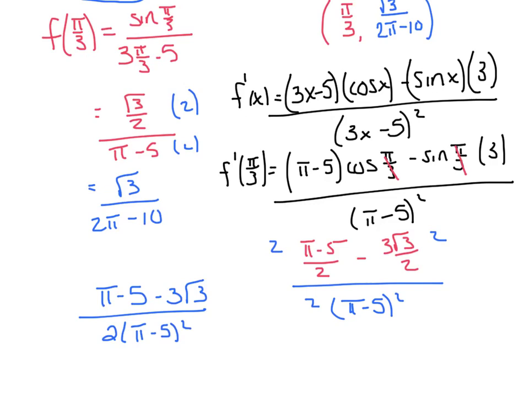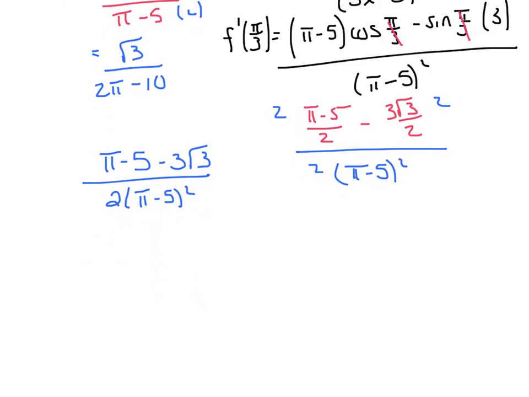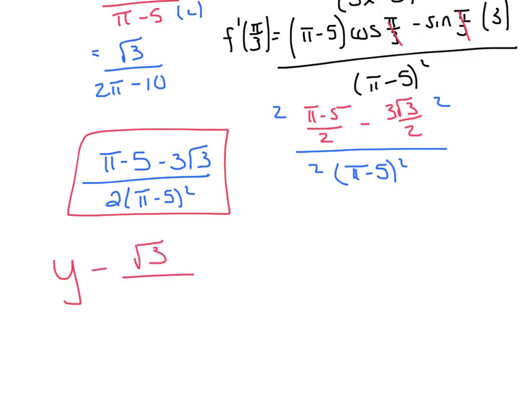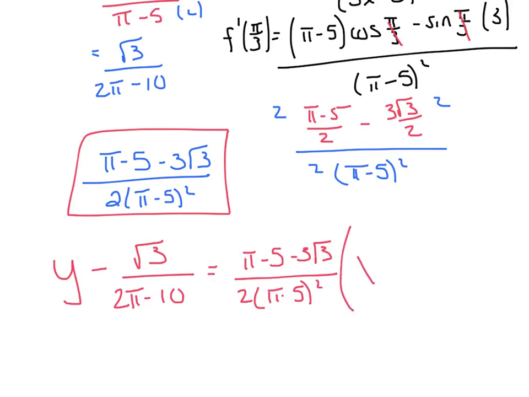So let's put it all together. The equation of my tangent line, so remember that's my beautiful looking slope, is going to be y minus radical 3 over 2 pi minus 10 equals this beautiful slope, pi minus 5 minus 3 radical 3 all over 2 times pi minus 5 squared, times x minus pi over 3. And of course that was my tangent line.